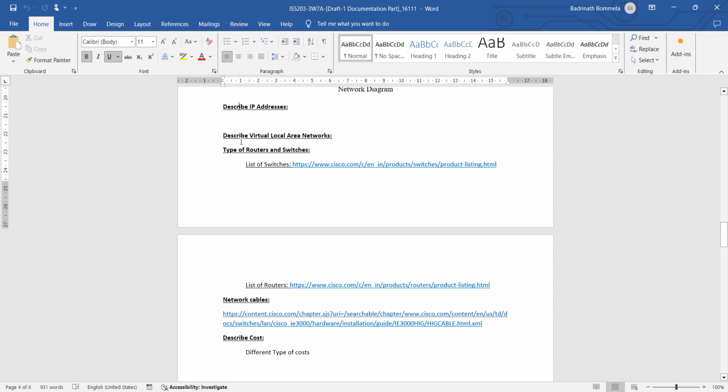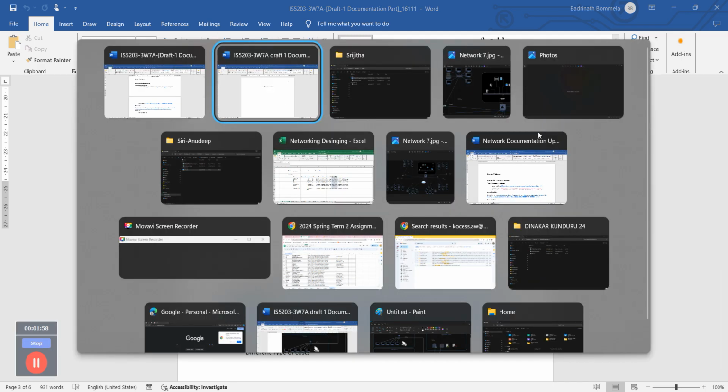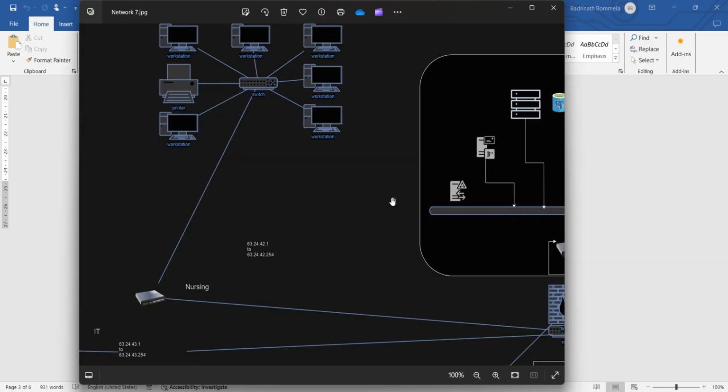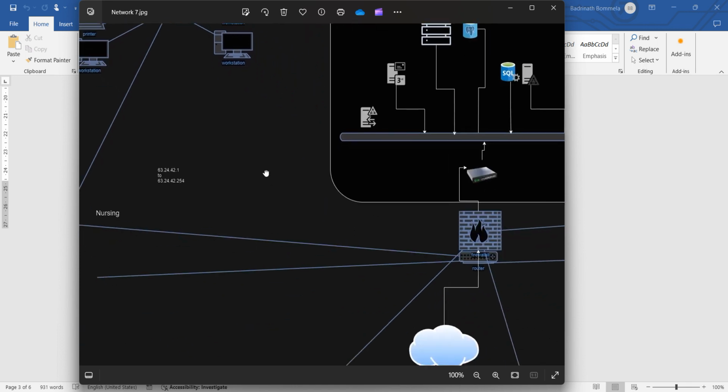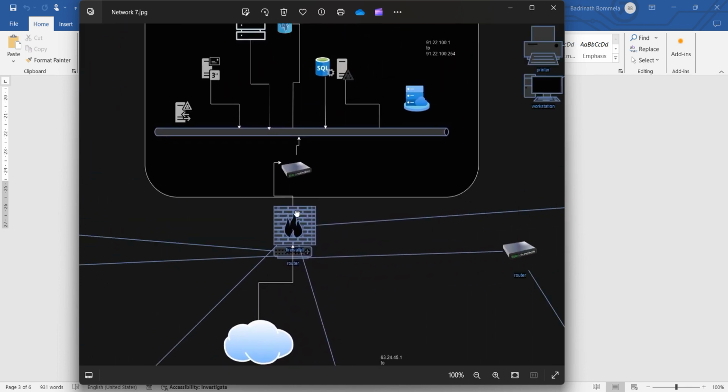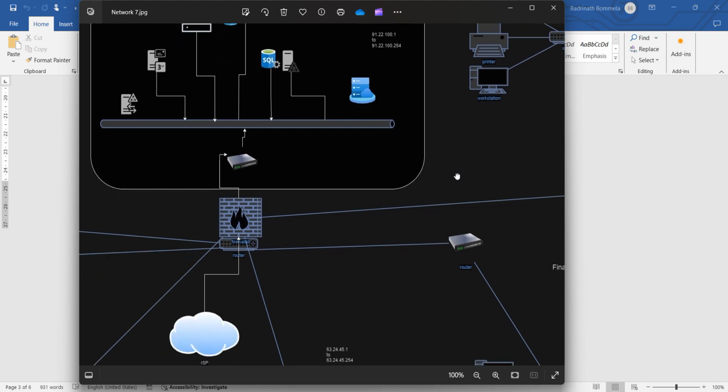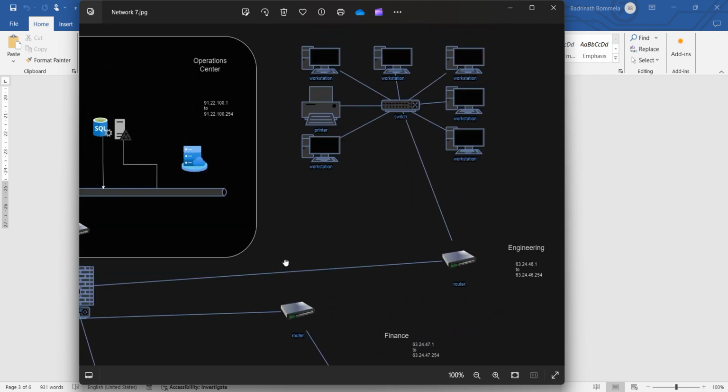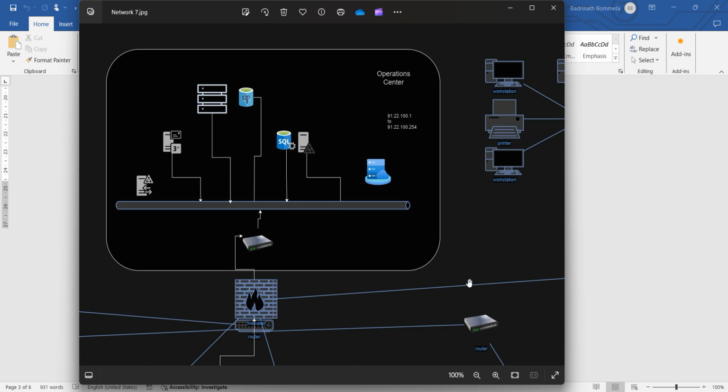Make sure each heading is H1 type, and under each heading you are supposed to discuss the different elements that are mentioned here. So the first thing is understanding the IP addresses that are allocated to your network. So open your network image and cross check. In total, you will get seven different departments: engineering department, nursing department, IT department, and finance department. In addition to that, staff and management departments will be there, and you will also have an operation center department.